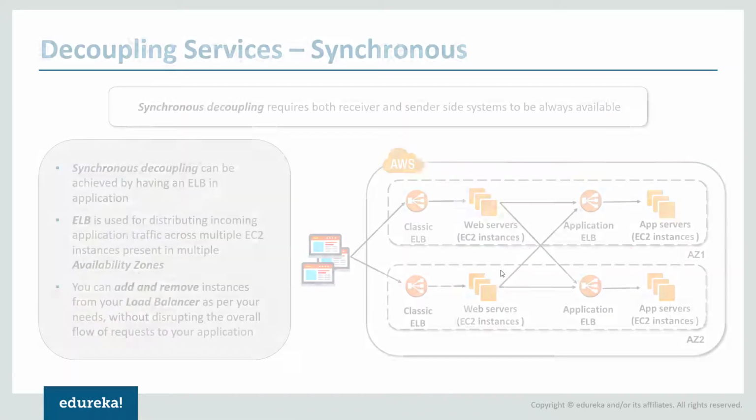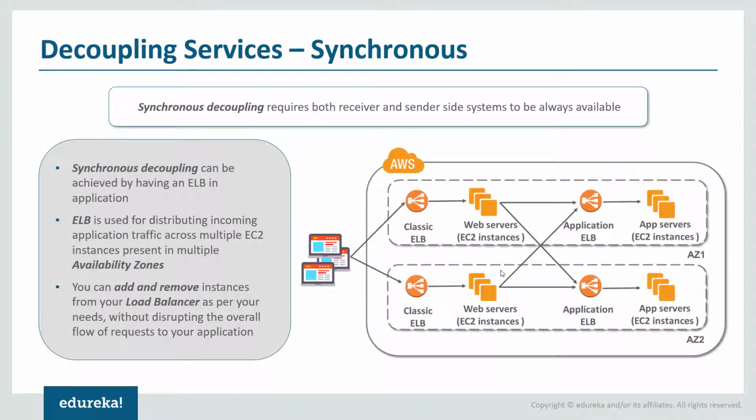Let us go ahead and understand synchronous communication. In synchronous communication, we ensure that both the sender and receiver are highly available and communicating with each other in real time. A typical synchronous decoupling can be achieved with an Application Load Balancer or even a Classic Load Balancer.